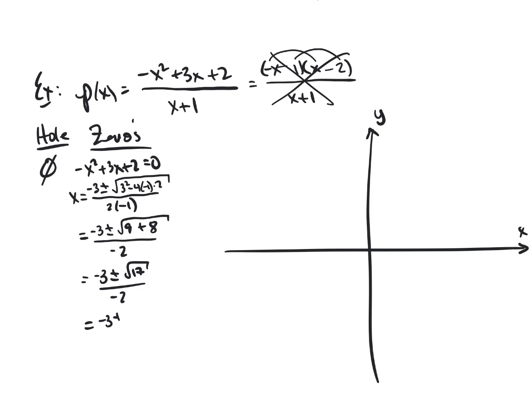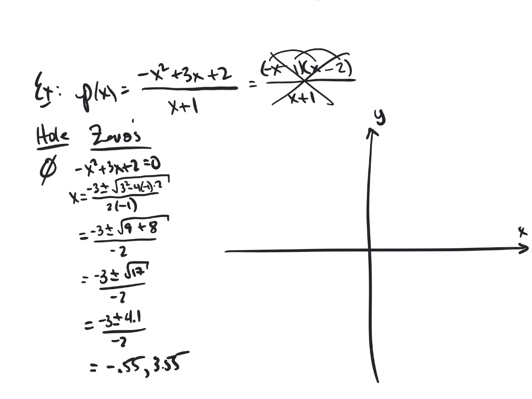The square root of 17 is going to be about 4 point something. Just going to need to dig out a calculator. The square root of 17 is about 4.1. So when I do the adding and subtracting on the top, negative 3 plus 4.1 divided by negative 2 is negative 0.55. And when I do the subtraction, negative 3 minus 4.1 divided by negative 2 is 3.55.